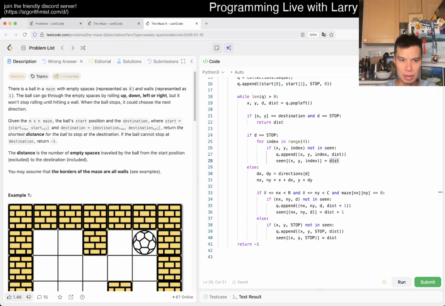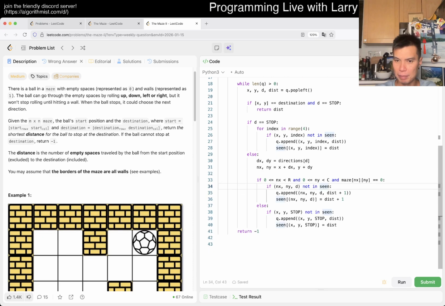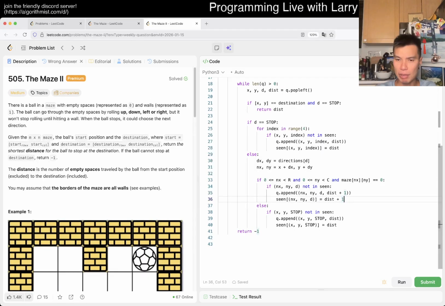I don't know. And what am I missing? Actually, I don't know. This looks pretty right. So if this is our bounce, then we just go to stop.